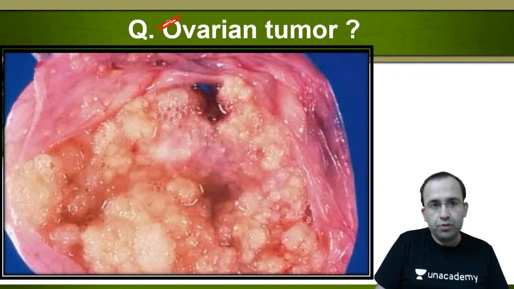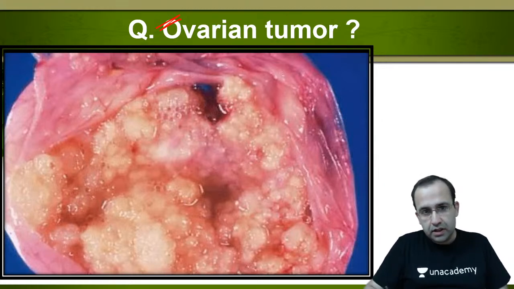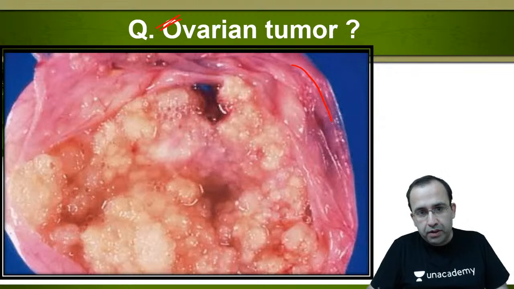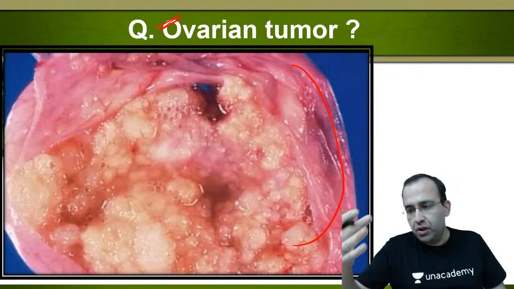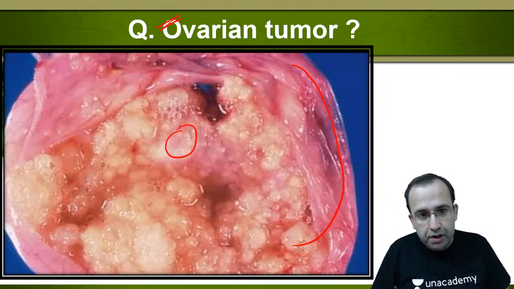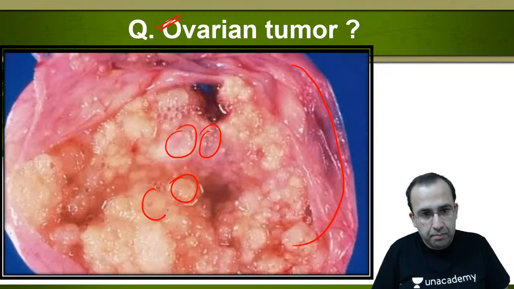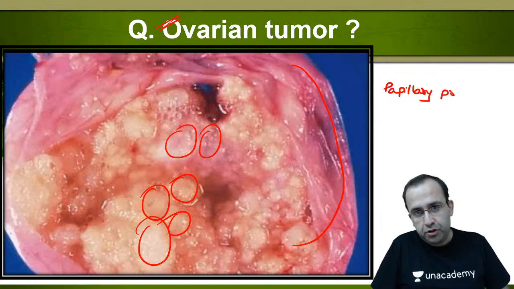It has been given to you as an ovarian tumor. What do you see here? Diagnosis. Dekho bache, this is an ovarian tumor. The examiner tells you that the ovary has been opened up. They have cut open the surface of the ovary, and you are able to see the presence of papillary projections.